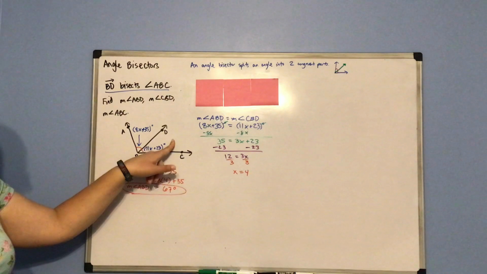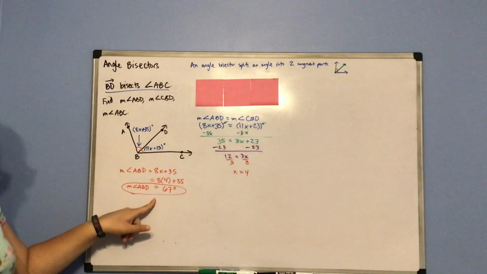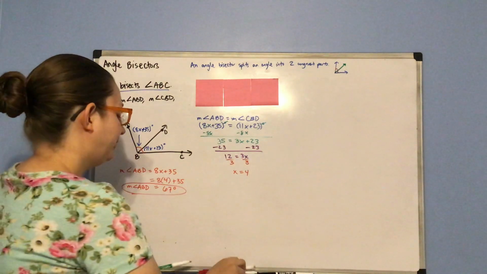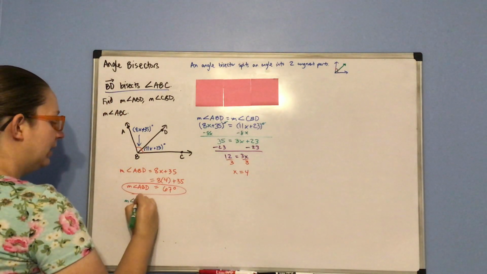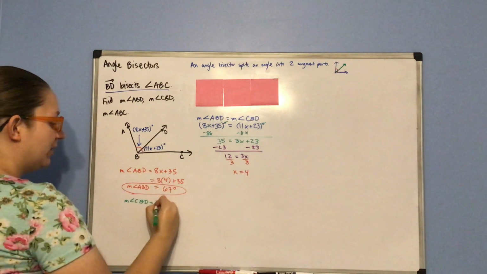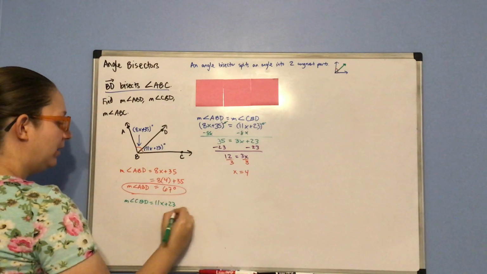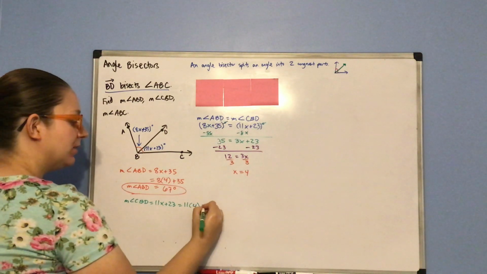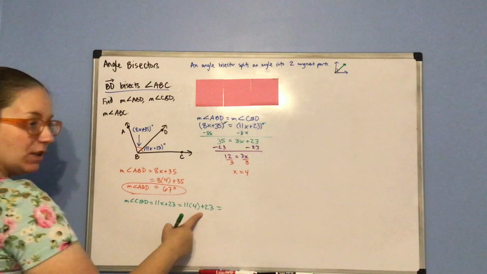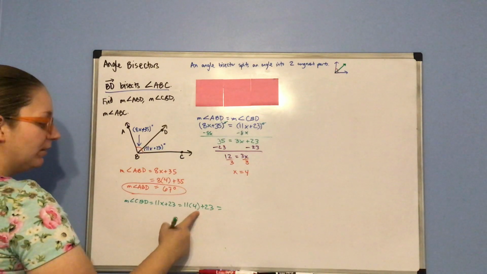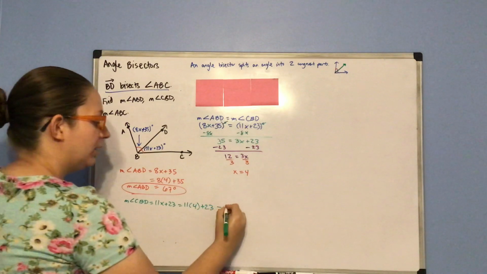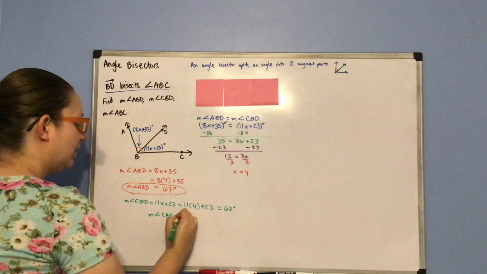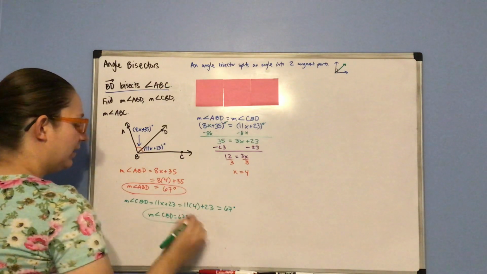Now you can go ahead and say that CBD is also 67 degrees because we know they're congruent, but just to make sure we didn't make any mistakes anywhere else, let's double check our work. So the measure of angle CBD, that expression is 11x plus 23, but we know x is 4, so we're going to sub in 4 for x. You can do this by hand, in a calculator, use Desmos, whatever. You get 44 plus 23, which is also 67. So the measure of angle CBD is 67 degrees.